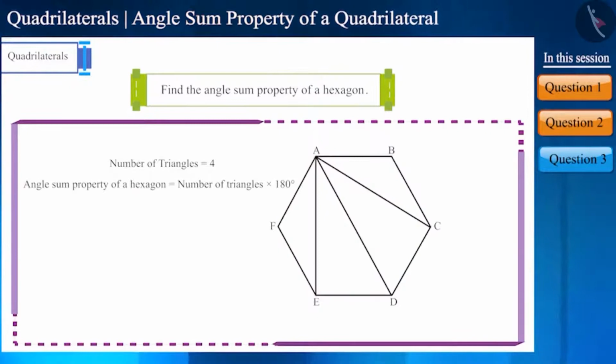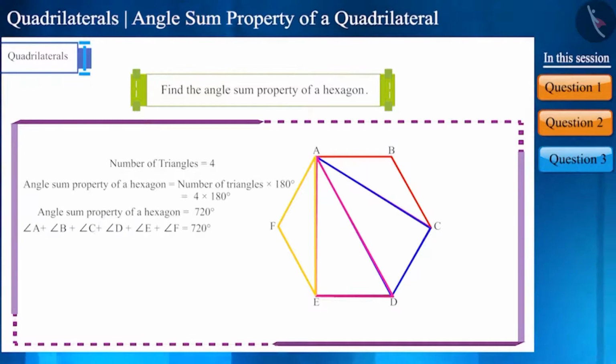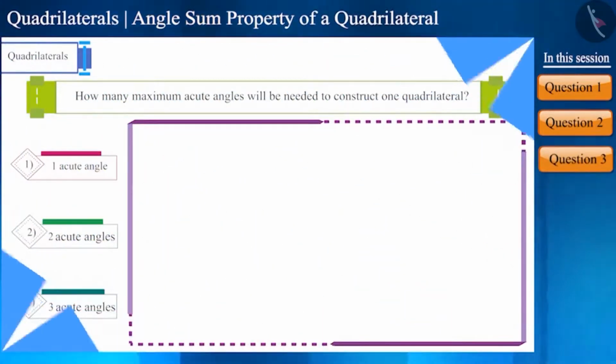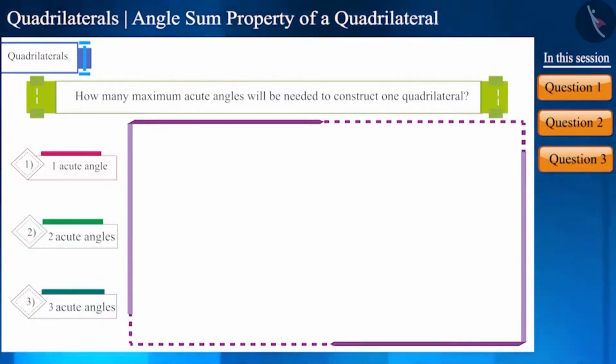You can see that we have got 4 triangles. That is, the sum of all the angles of a hexagon will be 4 multiplied by 180 degrees is equal to 720 degrees. Let's see another interesting question of this type. How many maximum acute angles will be needed to construct one quadrilateral?